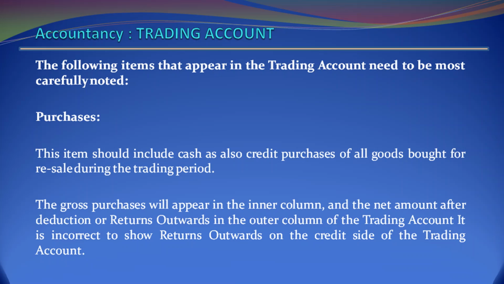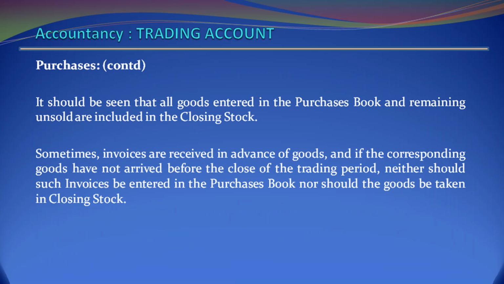The following items that appear in the trading account need to be most carefully noted. Purchases. This item should include cash as also credit purchases of all goods bought for resale during the trading period. The gross purchases will appear in the inner column and the net amount after a deduction of returns outwards in the outer column of the trading account. It is incorrect to show returns outwards on the credit side of the trading account.